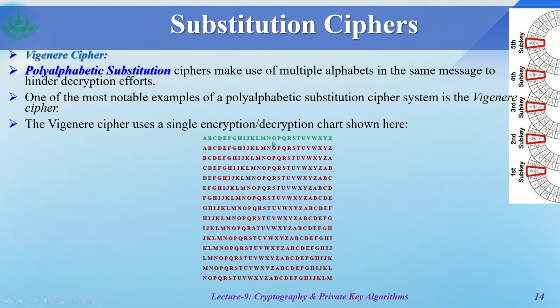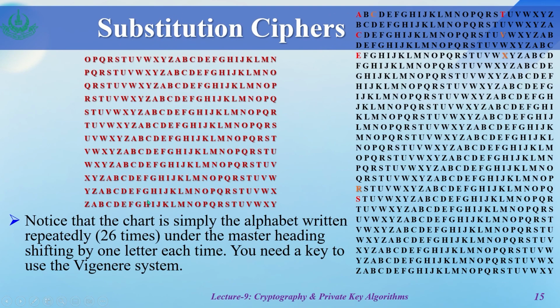The first row shows the main alphabet from A to Z, and the second row starts from the column or matrix, where we replace each character one step ahead. Like the second row starts from B, the third is from C, then D, and so on up to Z. When we reach Z, then we have completed this chart. Notice that the chart is simply the alphabet written repeatedly 26 times under the master heading, shifting by one letter each time. You need a key to use the Vigenère cipher.